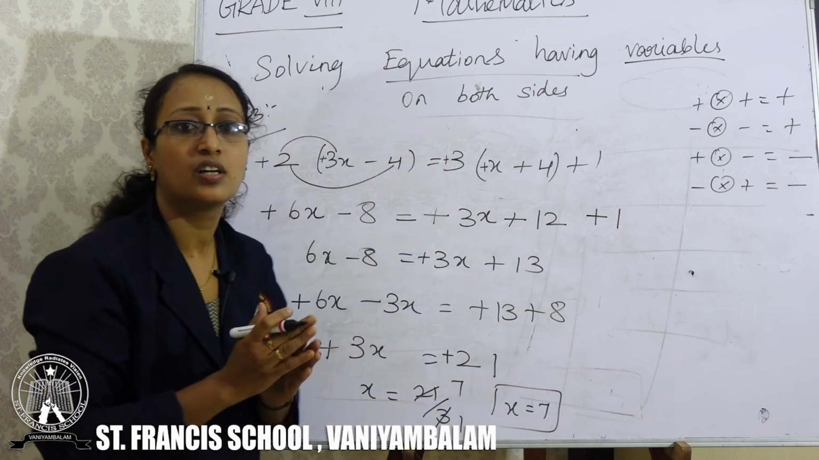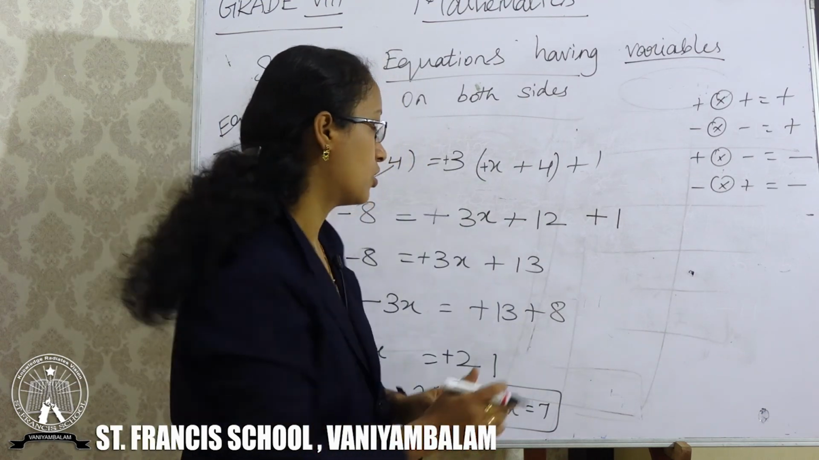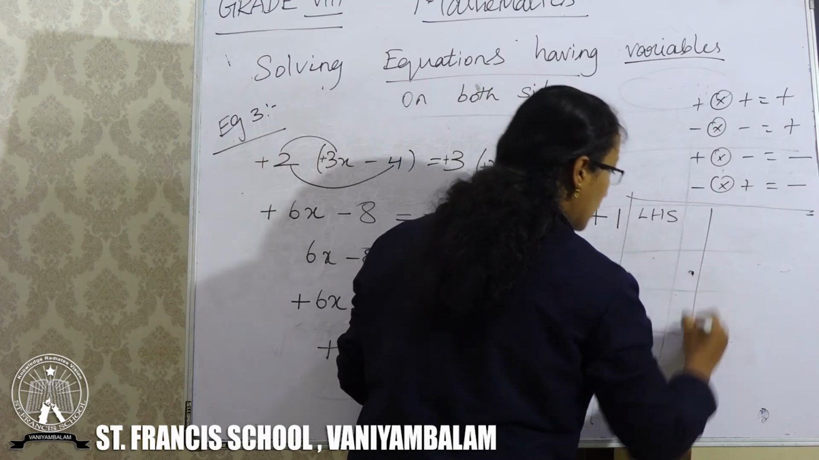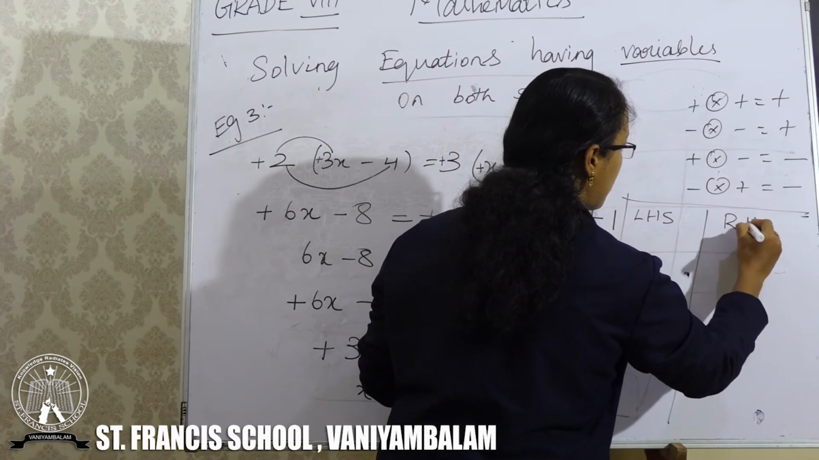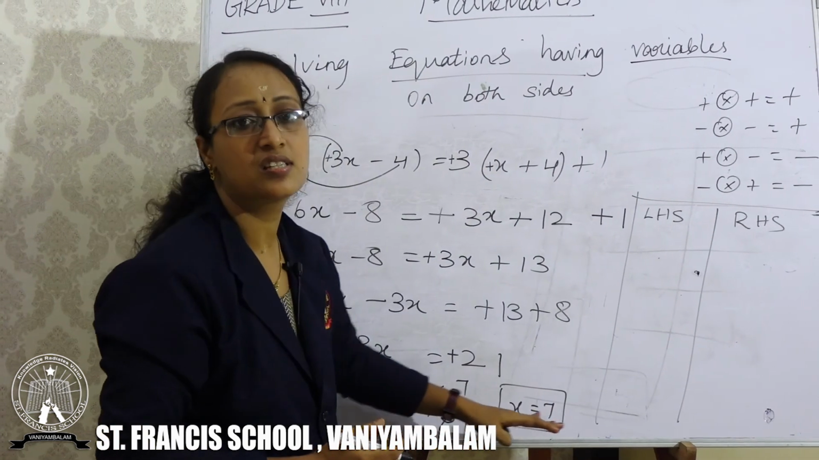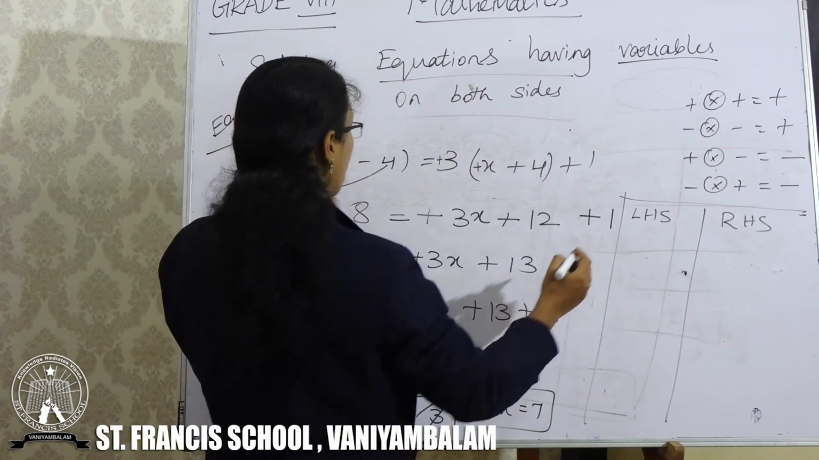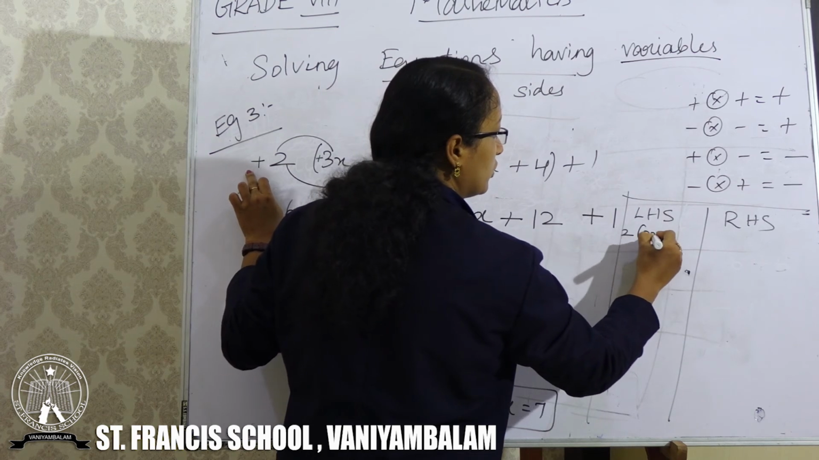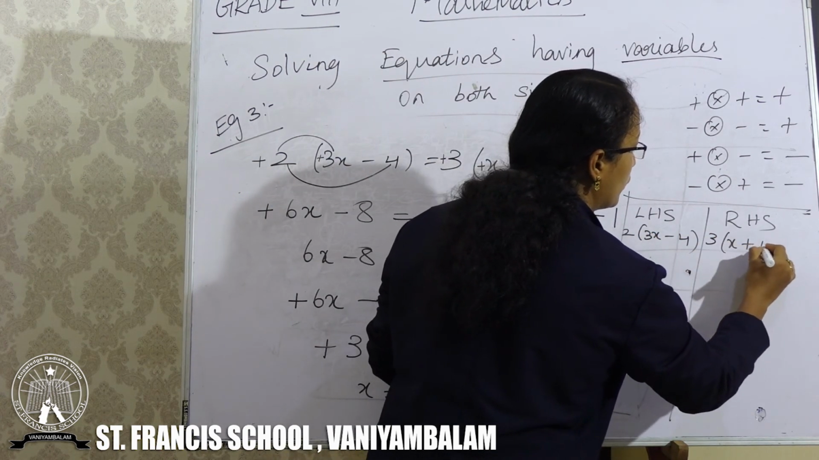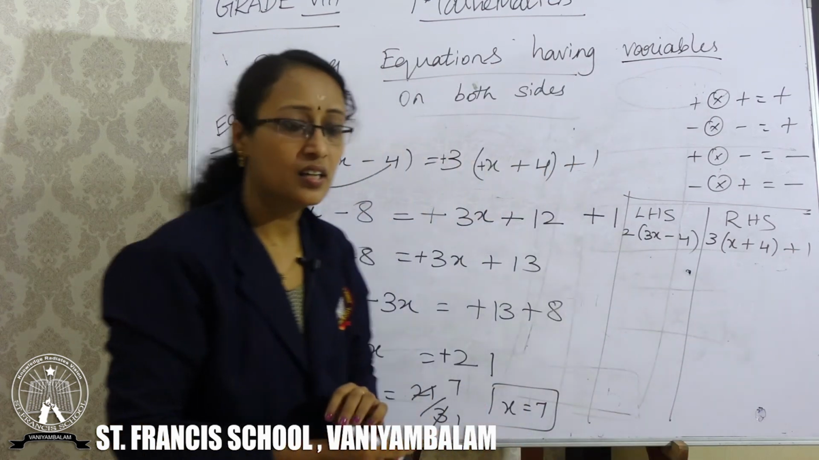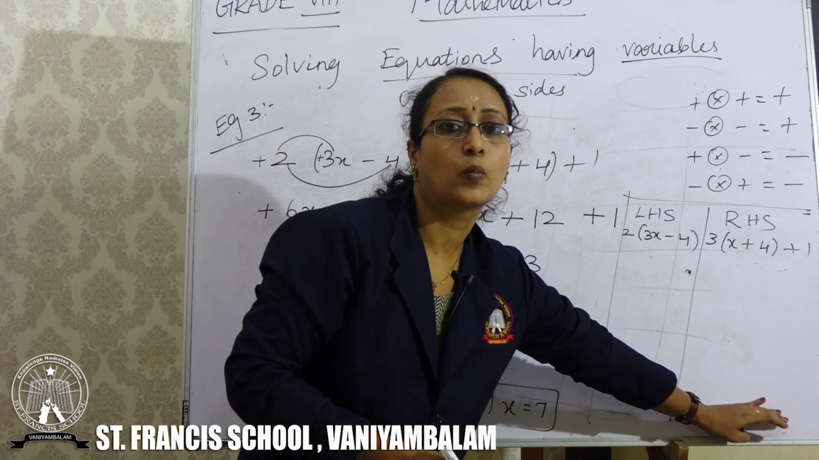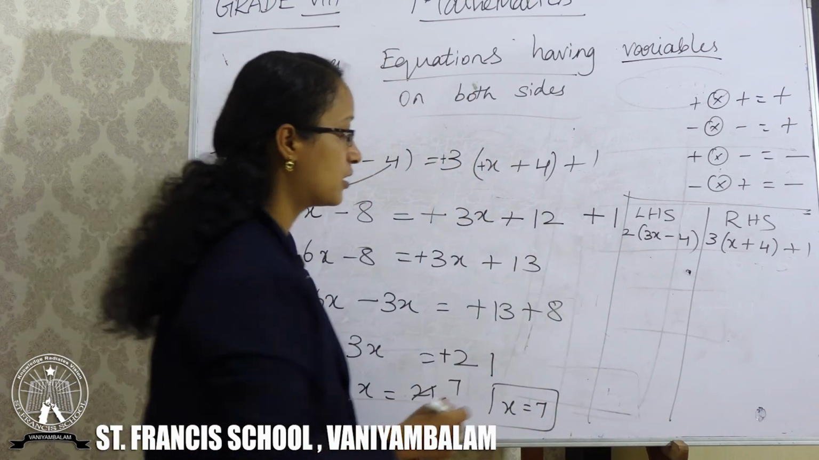How will you check whether your answer is correct or not? Let us take LHS and RHS separately and check if both sides are equal; then your solution is correct. x is equal to 7. Your LHS is 2 into (3x minus 4) and your RHS is 3 into (x plus 4) plus 1. Right? So you got the x value 7. Just substitute here. If both sides are equal, then your solution is right.